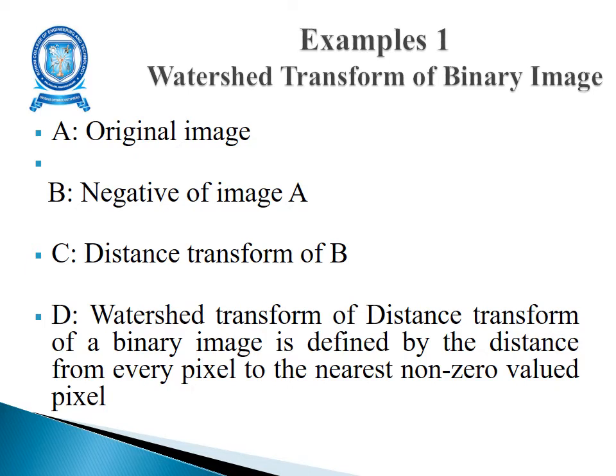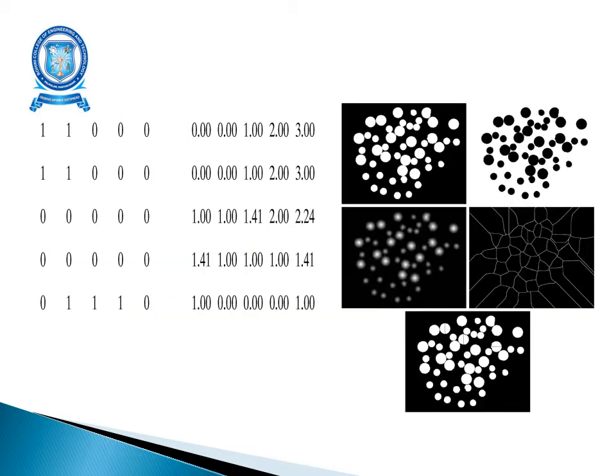Okay, so now we can see an example so that we will get some clear-cut understanding. Watershed transform of a binary image. In A I am taking an original image, in B I am taking the negative of that original image, that is image A. C is the distance transform of B, that is the negative image, and D is the watershed transform. The distance transform of a binary image is defined by the distance from every pixel to the nearest non-zero pixel value. Okay, so this is how I am defining my values.